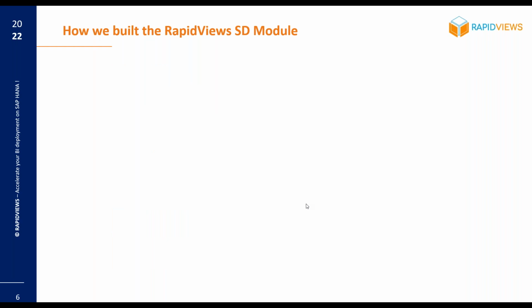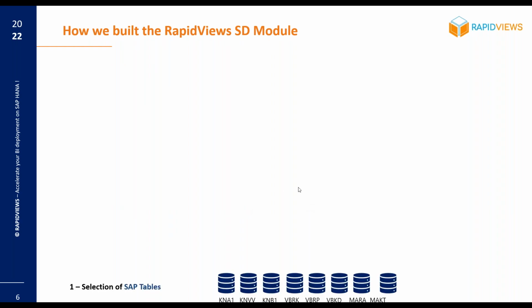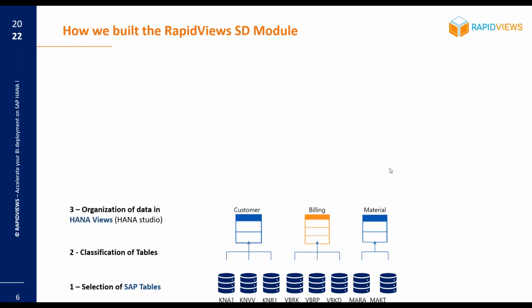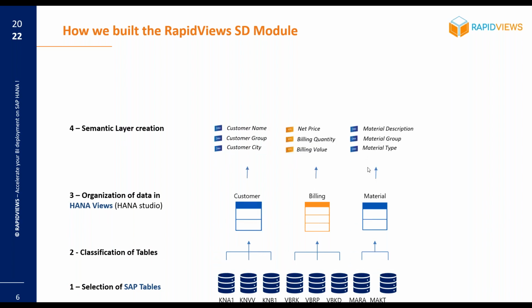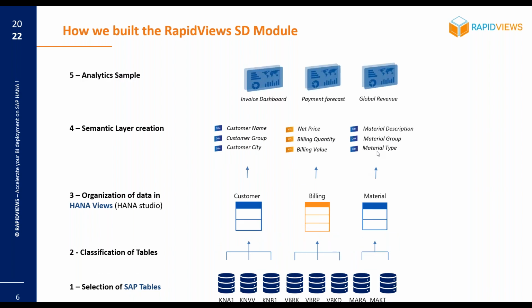So how do we build, for example, the Rapidviews SD module? To start, we select SAP tables, classify the tables, then organize the data in HANA views through HANA Studio, put semantic layers on top, and then we can have analytics samples.